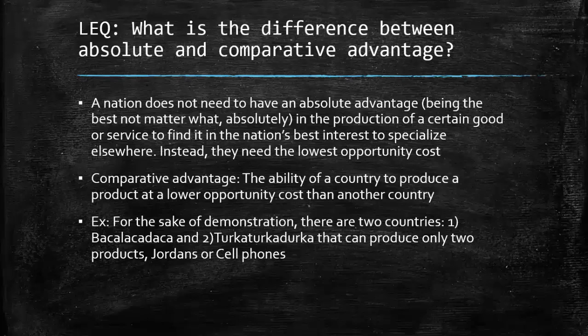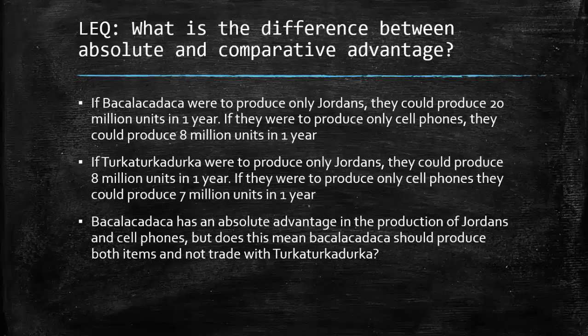So for the sake of demonstration, comparative advantage is best explained through an example. We're going to look at two countries, Bakalakadaka and Turkadurka. And for the sake of example, they can only produce two products. They can either produce Jordans or cell phones. So here we go. If Bakalakadaka were to produce only Jordans, that is, the entire nation devoted all of their factors of production to producing only Jordans, they could produce 20 million units in 1 year. Okay, if all the factors of production in Bakalakadaka, all the land, labor, and capital, were to produce only cell phones, they could produce 8 million units in 1 year.